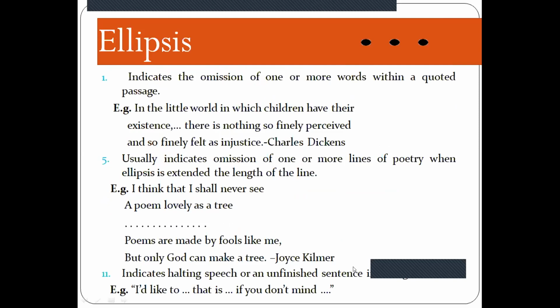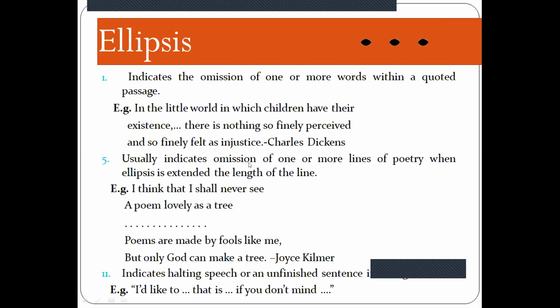And ellipses. These are dots, dotted dashes, that sometimes you see in a document. What do they indicate? Number 1, they indicate the omission of one or more words within a quoted passage. When you quote a passage and you omit some words, we use ellipses. For example, "In the little world in which children have their existence... there is nothing so finely perceived and so finely felt as injustice." So there are some words which were supposed to be here and were eliminated. Maybe they are irrelevant to what information someone might need to pass on to whichever audience.